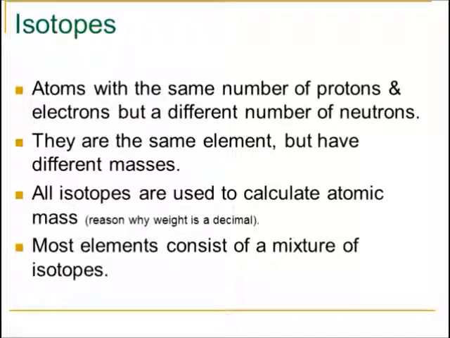Isotopes. These are atoms with the same number of protons and electrons but have different numbers of neutrons. They are the same element, they just have different masses. And all isotopes are used to calculate atomic mass. This is the reason why all atomic masses that we see have a decimal. And most elements on the periodic table consist of a mixture of many different isotopes.